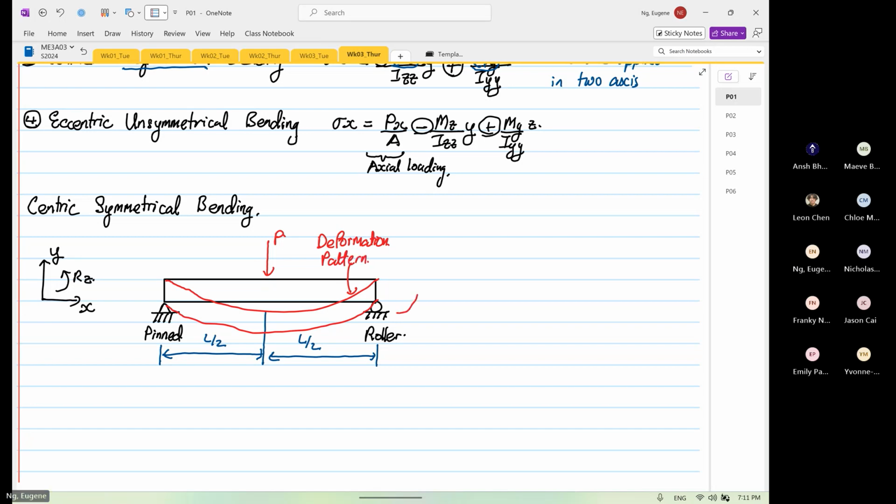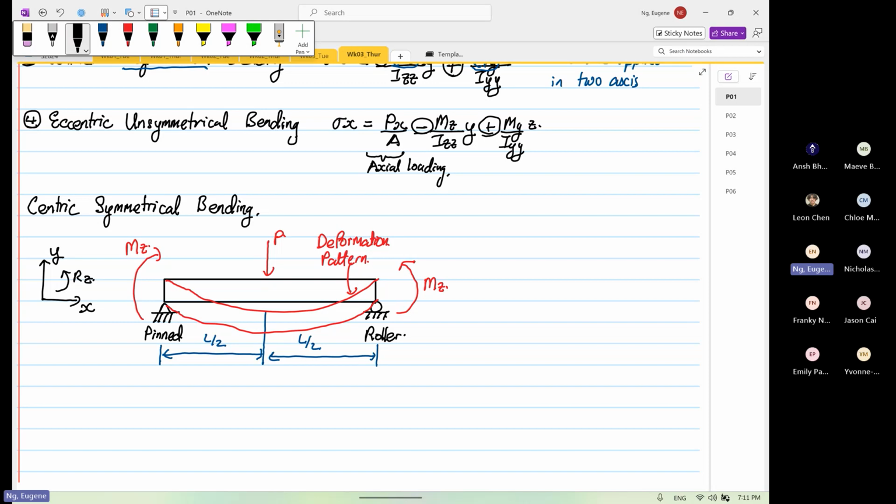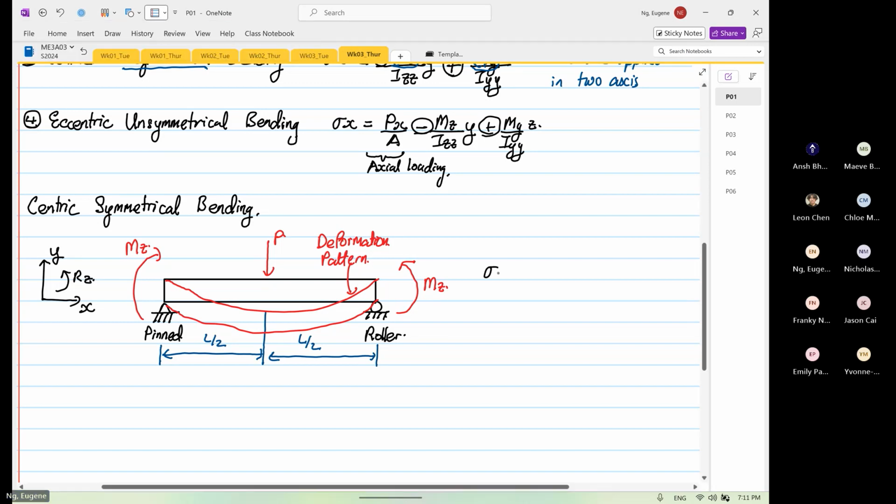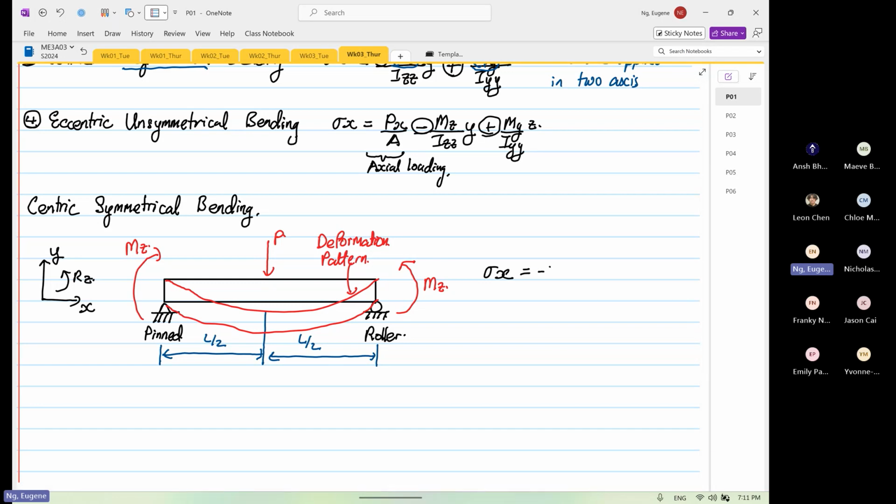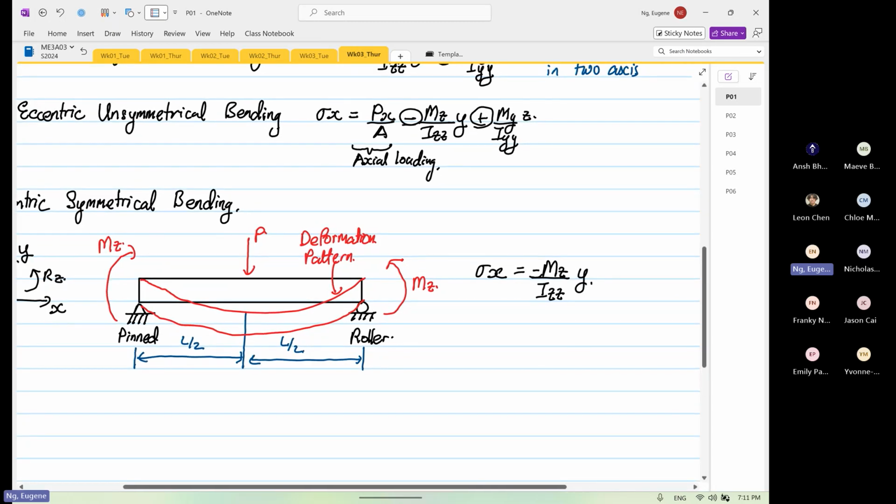And the moment will look in this direction. So this is moment about the Z axis. For this case, the formula we're going to apply is the normal stress in the x direction, which is equal to minus Mz over Izz multiplied by y. So why do they have this minus sign down here?